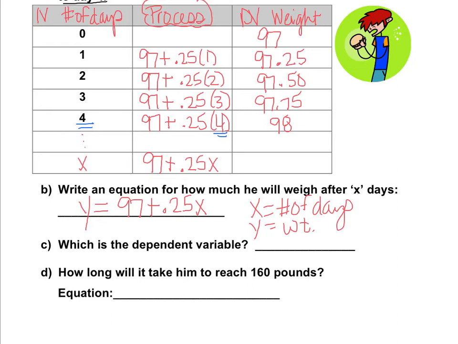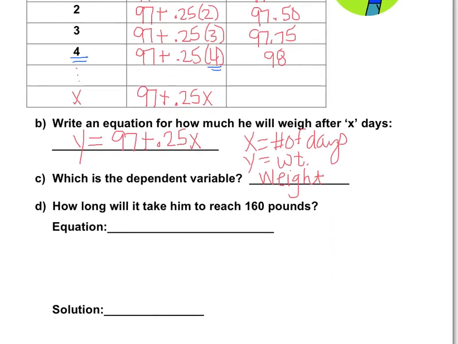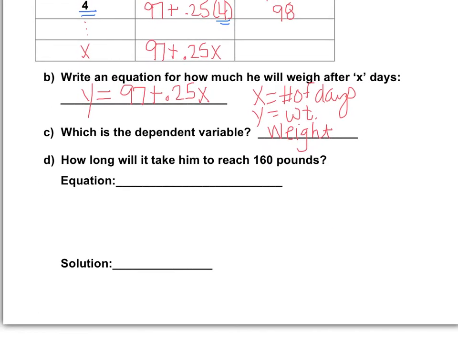What is the dependent variable? Well, we already filled that in. That is your weight, or his weight. And then how long will it take him to reach 160 pounds? Well, what you want to look at is this 160 pounds represents weight.